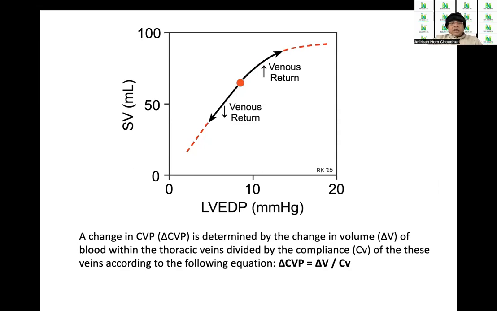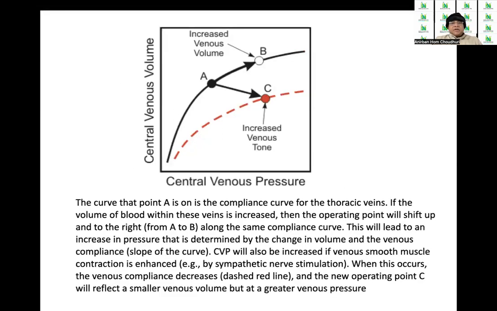So now how to understand and interpret this? If you see this central venous volume versus central venous pressure curve, you can find that there is a point A on the compliance curve of the thoracic veins. If the volume of blood within the veins is increased, then the operating point will shift up and to the right from A to B. So this represents increased venous return. And this occurs along the same compliance curve, meaning there is no change in the compliance of the thoracic veins.